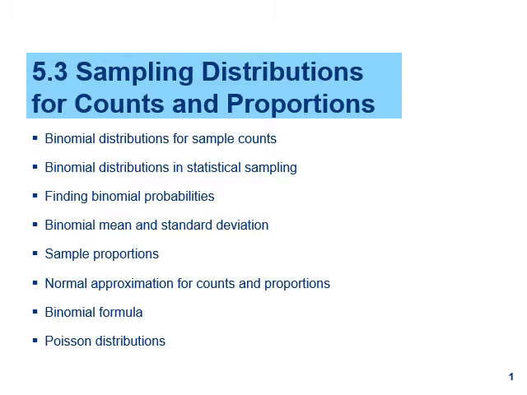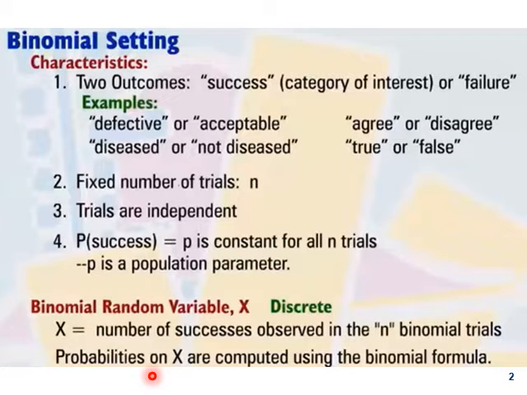Now we will learn about the sampling distribution for counts and proportions. So, binomial settings. The characteristics of binomial settings are: there would be two outcomes, that is success and failure. Success is the category of interest, and other examples are defective or acceptable, deceased or not deceased, agree or disagree, true or false. So in short, there will be two outcomes.